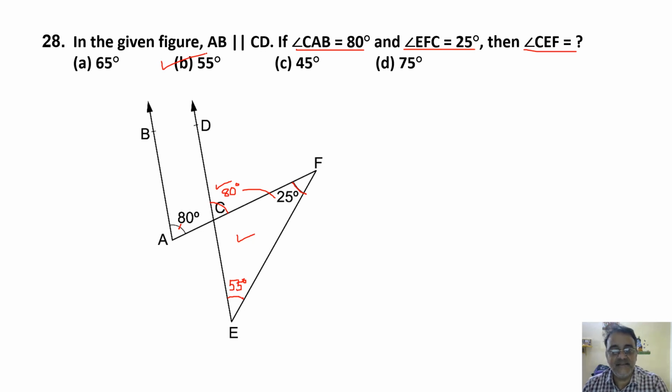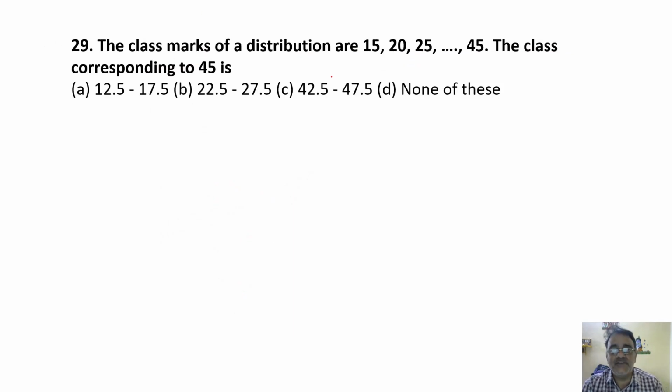Both the methods are clear? Yes, sir. Okay. Now we are moving toward question number 29. The class marks of a distribution are 15, 20, 25, and so on up to 45. The class corresponding to 45 is dash. So class size is given. What is the class size? ये देखो, gradually increasing कितने number से हो रहा है? 5. So that is the class size.